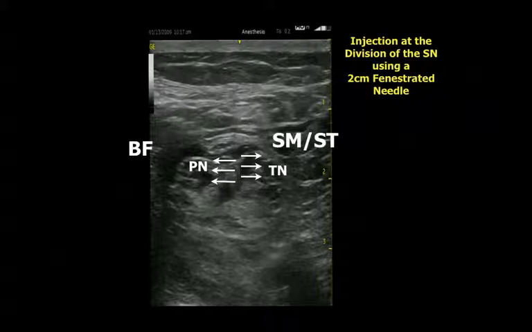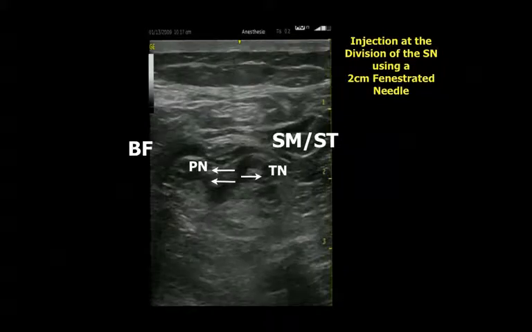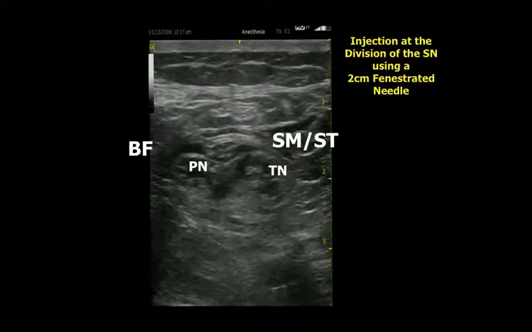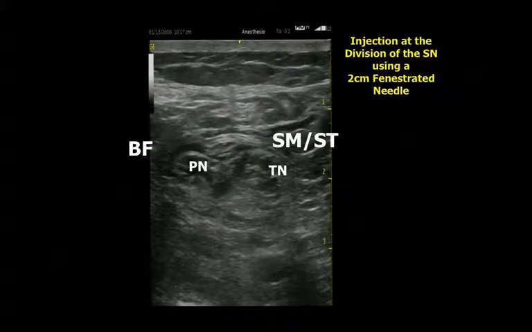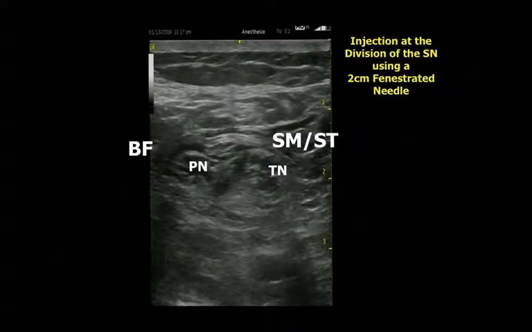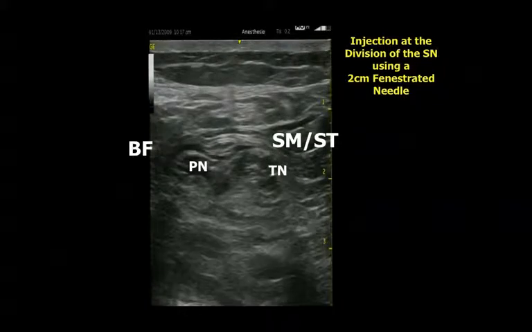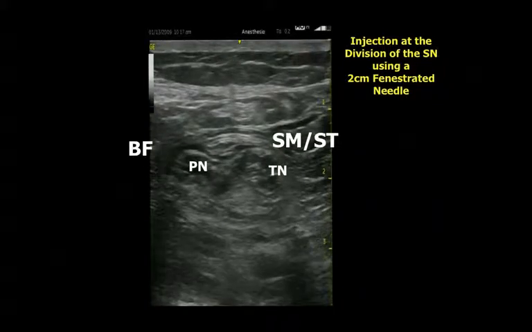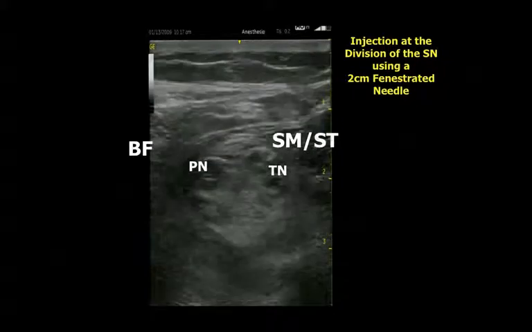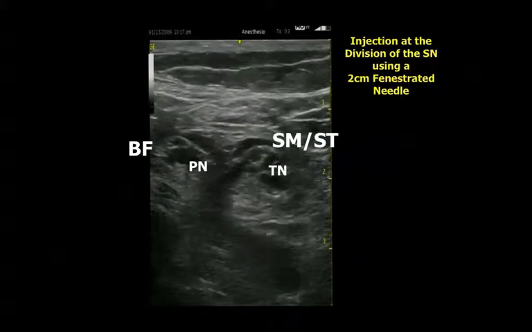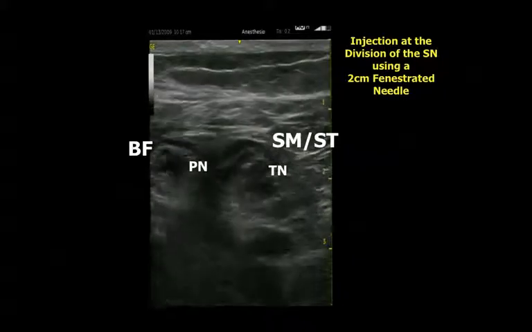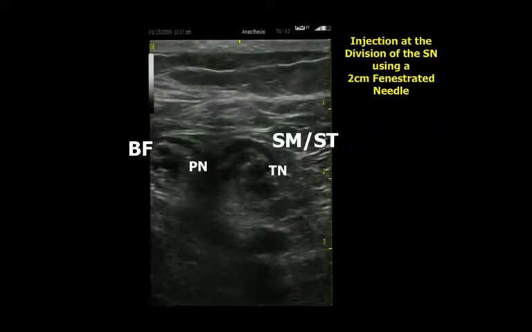As we move the needle even more out of the way of the nerves, so now we can see when we image with ultrasound, we're going to move the transducer slightly just to assess the volume. And you will see a very good surrounding of both the peroneal and tibial nerves by local anesthetic resulting from this fenestrated needle injection.